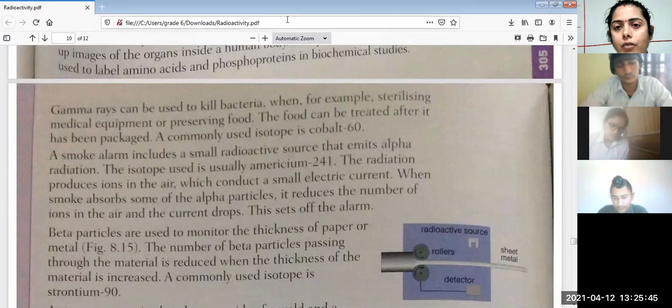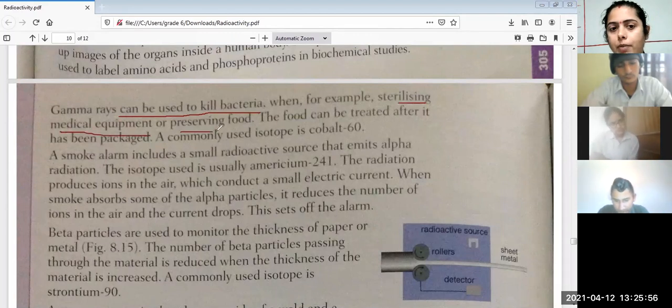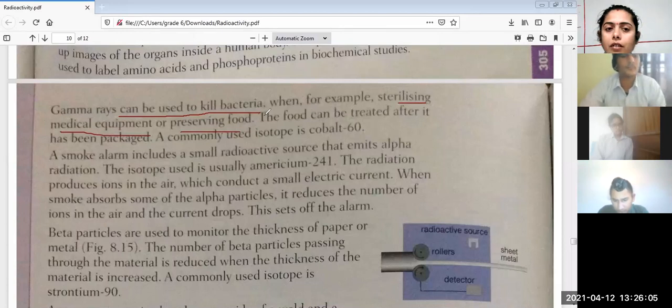Okay. Now, one way of using gamma is also given. Gamma rays can be used to kill bacteria, for example sterilizing medical equipment and preserving food. For sterilizing, they have a container where they pass on the gamma radiations. They keep the equipment in that, fine, and all the bacteria which is there is going to be killed.